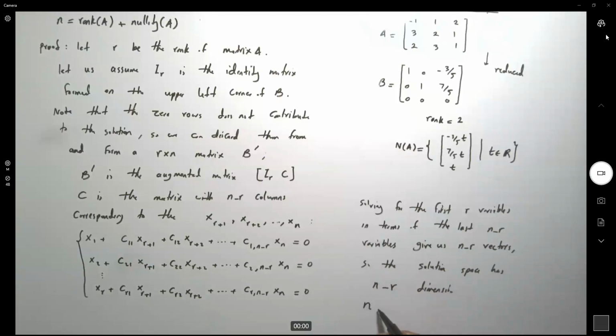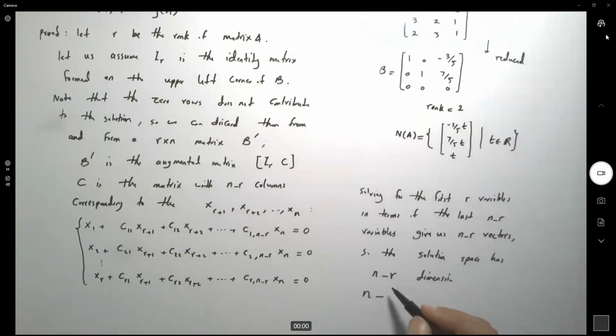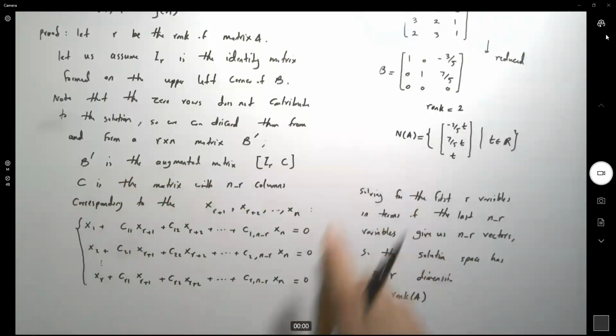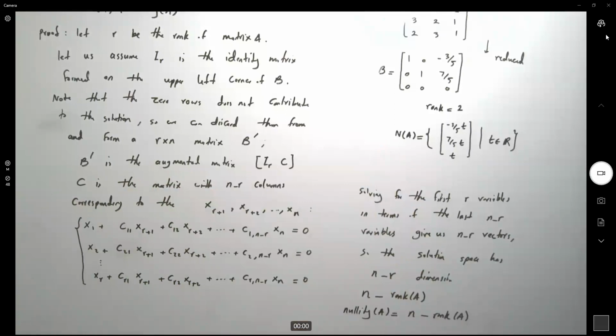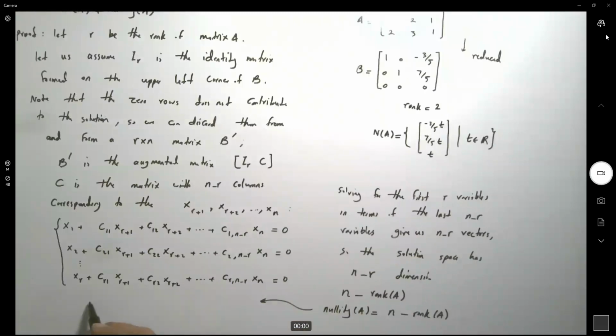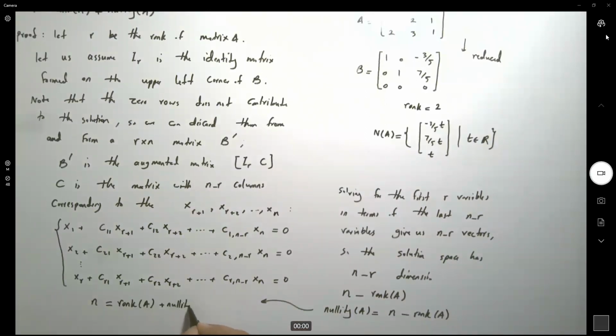So basically we have n minus rank of A. But what we are trying to find is the dimension of the null space. So the nullity of A is n minus rank of A. So basically n is equal to rank of A plus nullity of A.